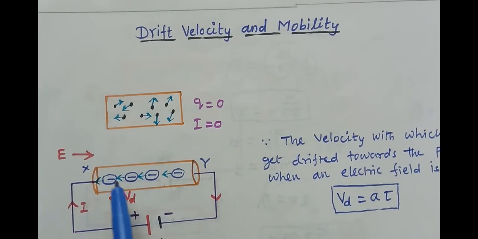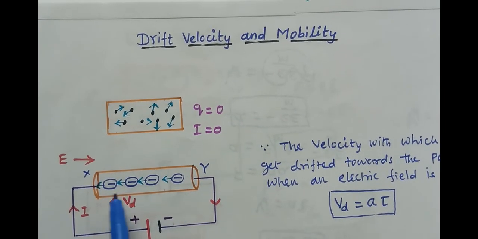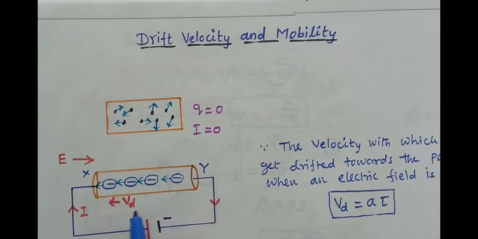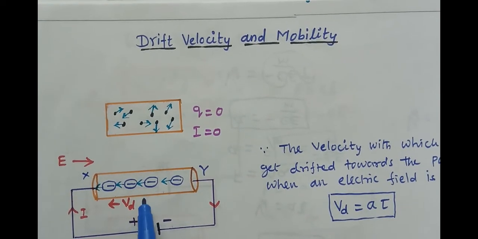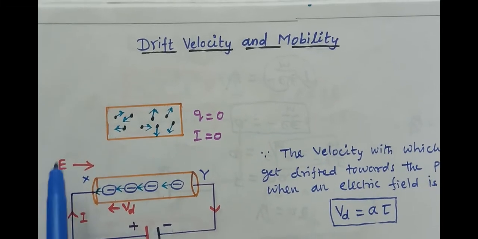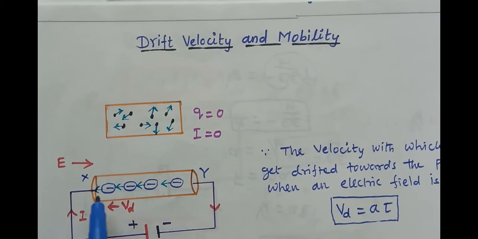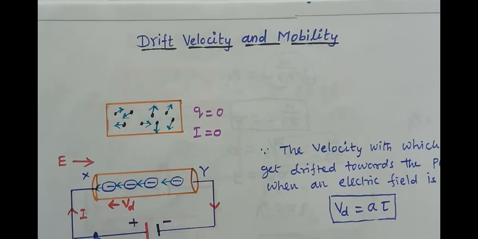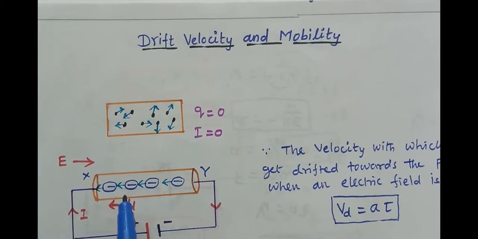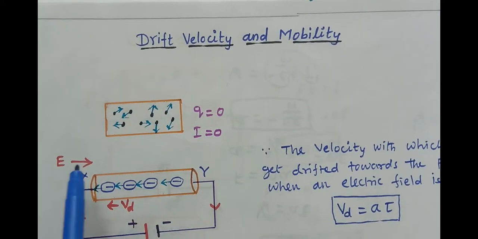Okay, now consider a conductor XY connected to a battery. So the electric field E is established in the conductor in the direction of XY. Now, in the absence of an electric field, the free electrons in the conductor move randomly in all possible directions. This is the same condition without electric field. Are you clear, children? Here no net current is produced.